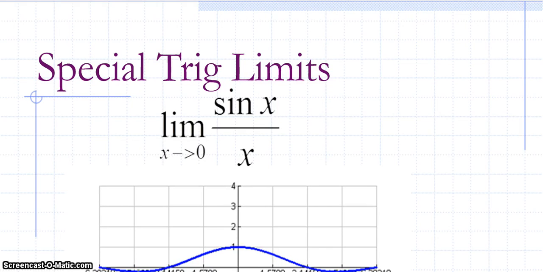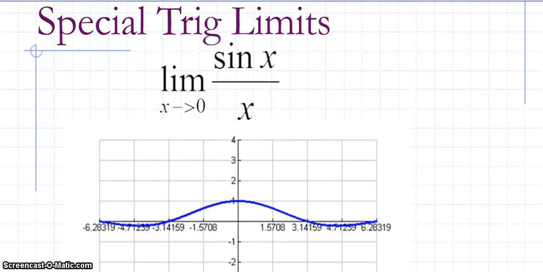Special trig limits. Remember, this is our big one. We want to, or we already have this memorized. The limit as x goes to 0 of the sine of x over x is 1. I can see that from the graph. Remember, I also showed you a proof of this using the squeeze theorem and geometry, or the area of triangles and sectors. But we want to know that the limit as x goes to 0 of sine of x over x equals 1. We want to be able to do this without our calculator.